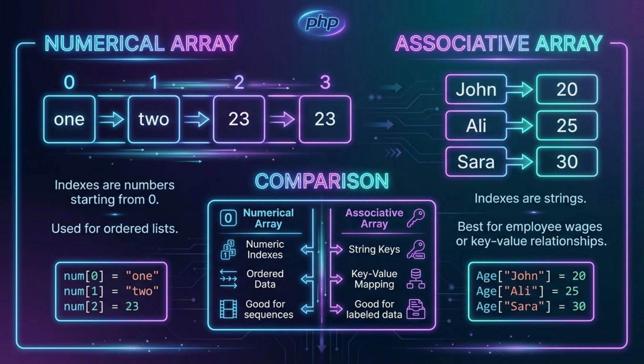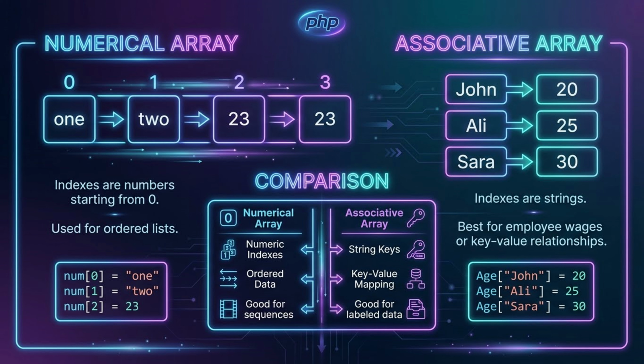For example, if you store values like 1, 2, and 23, PHP assigns them automatic indexes 0, 1, and 2. You can access them by writing $num[0], $num[1], and $num[2]. This type of array is perfect for sequences, lists, and simple collections of data where you just need to store items in order. On the right side, the infographic shows associative arrays, which replace numeric indexes with string-based keys.